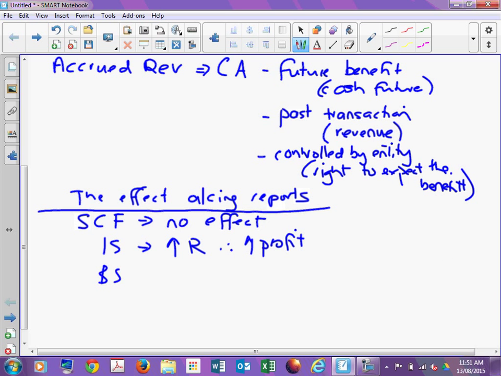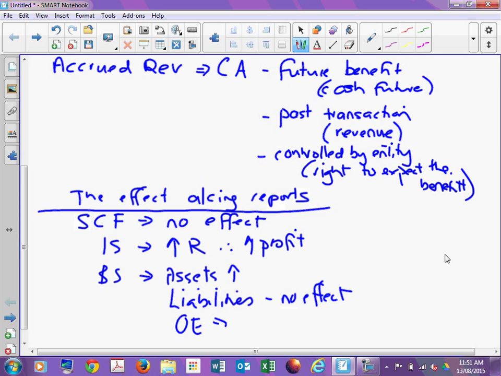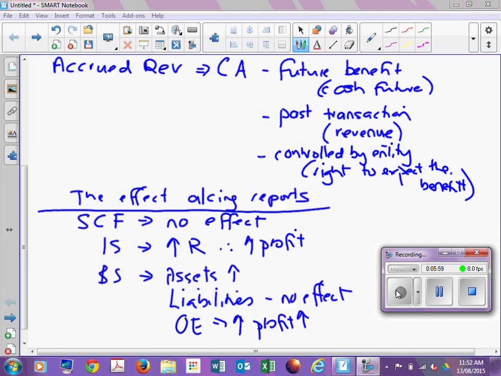Balance sheet. First of all, assets. What does it do to assets? Increase it. What does it do to liabilities? No effect. There was no mention of liabilities in that general journal entry. And what does it do to owner's equity? Increase it because profits increase. So that's the first stage.